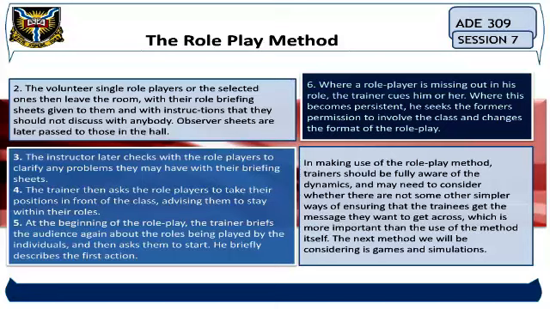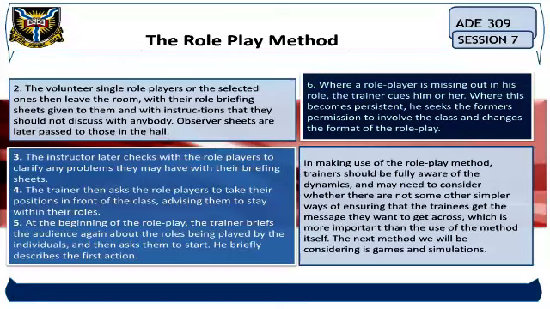3. The instructor later checks with the role players to clarify any problems they may have with their briefing sheets. 4. The trainer then asks the role players to take their positions in front of the class, advising them to stay within their roles. 5. At the beginning of the role play, the trainer briefs the audience again about the roles being played by the individuals and then asks them to start. He briefly describes the first action.